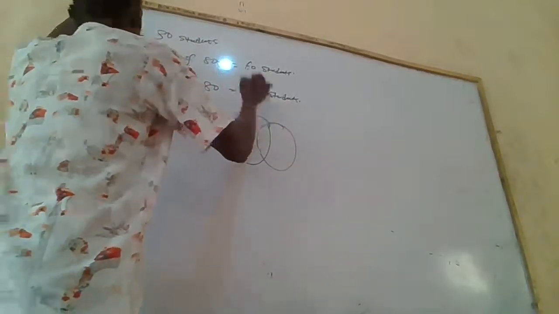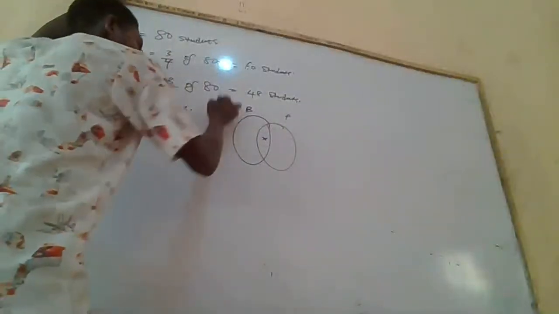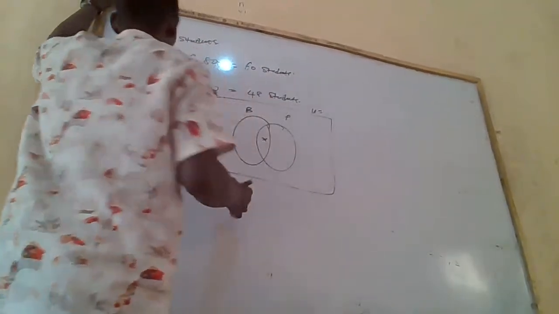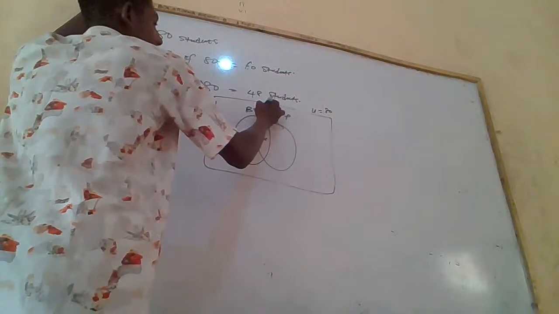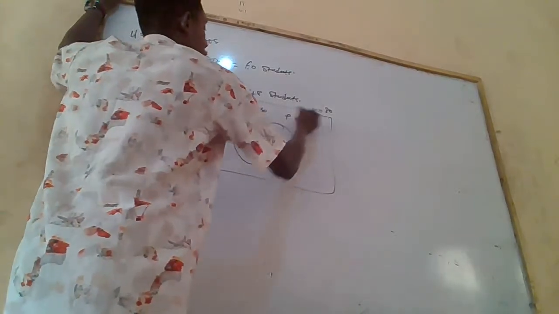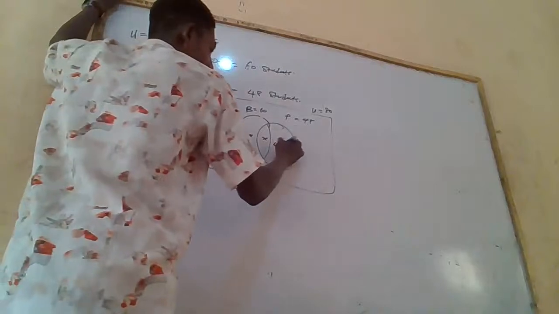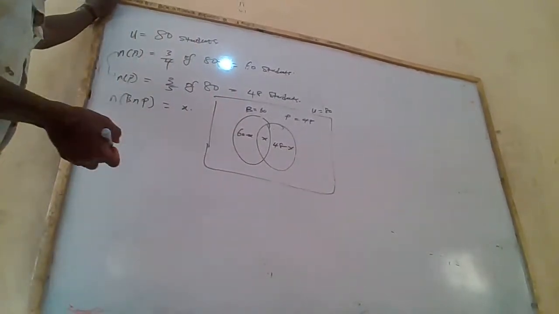So let's say this is B and this is P, and here is X. What is my universal set? 80. B is equal to 60 and P is equal to 48. So here I'll have 60 minus X, and here 48 minus X. Can we find X, please?